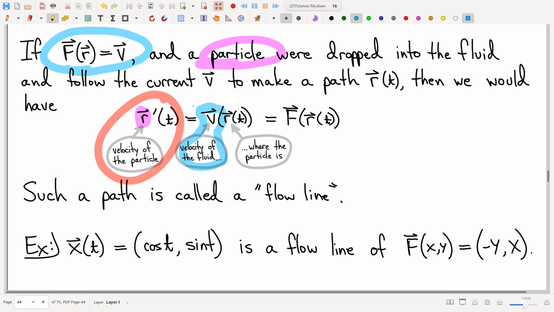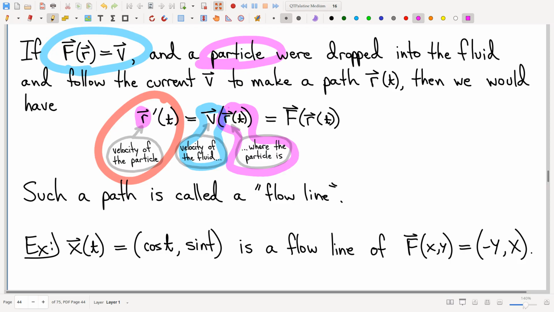Okay, so if you've got a particle, the velocity of the particle is the same as the velocity of the fluid. Particles do what fluids tell them to do. By the way, velocity of the fluid where? Well, the particle is influenced by the water where the particle is. If you drop a leaf into the river, it's the flow of the water where the leaf is that makes it move. I don't care what the current is over there. That's irrelevant.